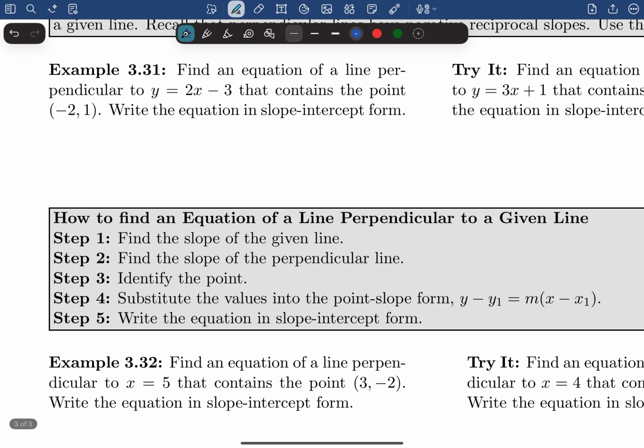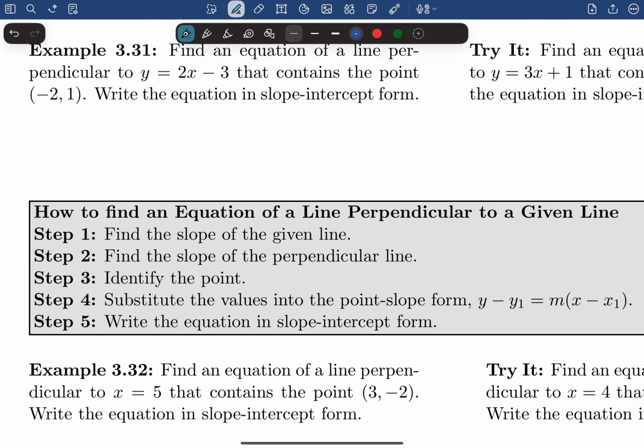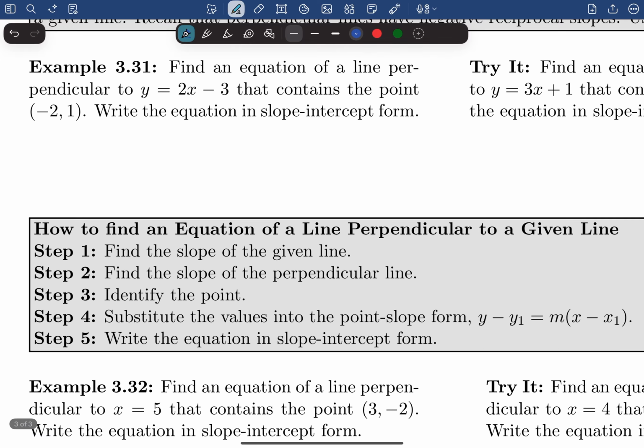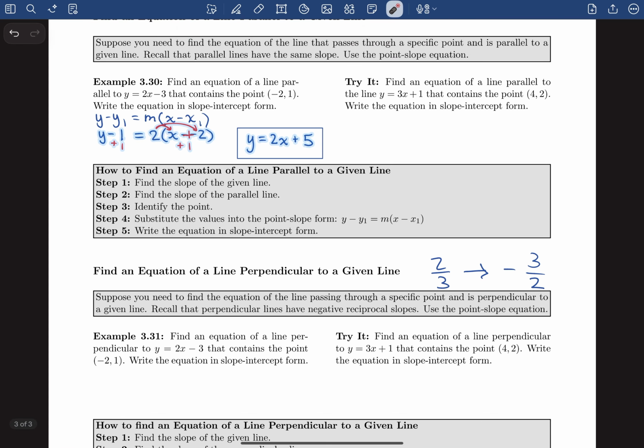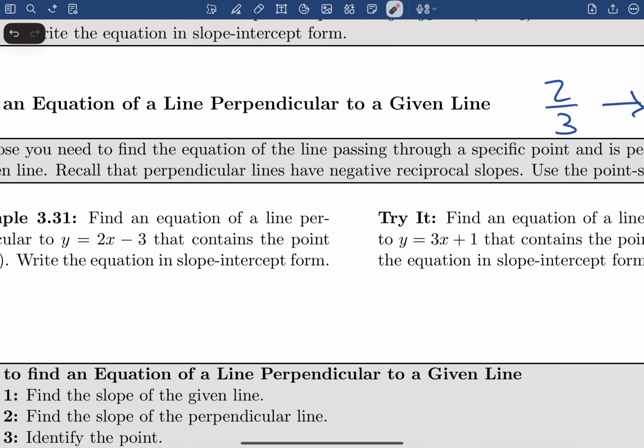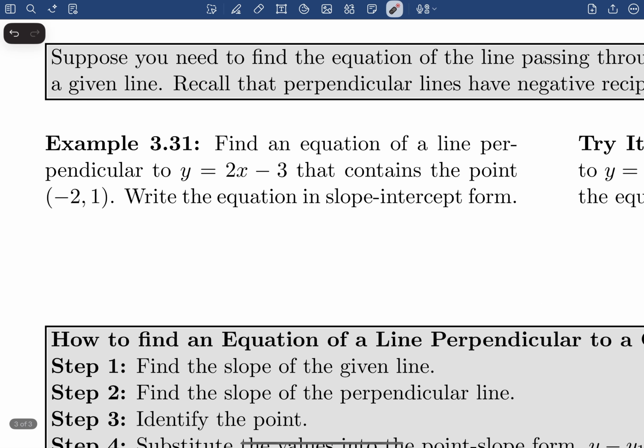It says, find an equation of a line that is perpendicular to y equals 2x minus 3 and contains the point negative 2 comma 1. Write the equation in slope-intercept form. You'll see that this is incredibly similar to the last problem. In fact, it has the same line, y equals 2x minus 3, and the same point, negative 2 comma 1. But instead of finding a line that is parallel to the given line, we want to find one that's perpendicular to the given line. Great. So let's get started.